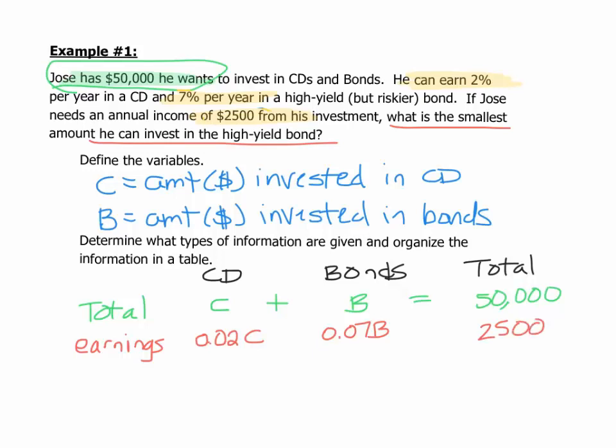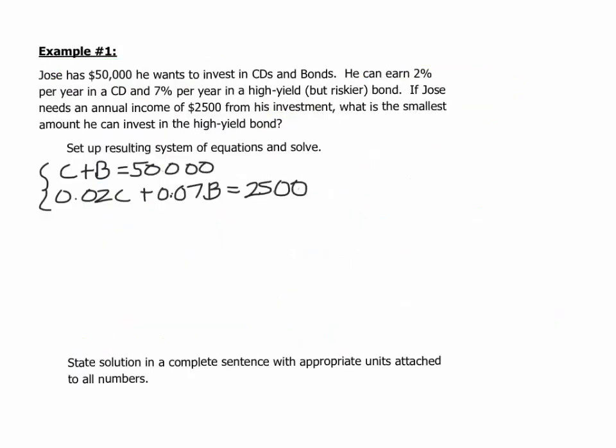The amount that he's earning from the CD plus the amount that he's earning from the bonds has to total $2,500. Now we're ready to solve the system of equations. I basically had this system written out in my table form. C plus B is 50,000, and 0.02C plus 0.07B equals 2,500. And we have our 2 methods that we tend to use, elimination and substitution.